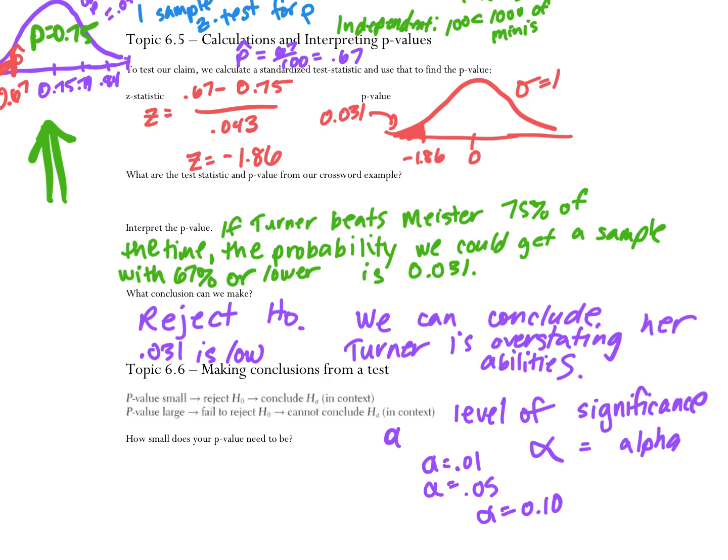But sorta. Okay? So if your p-value is small, that would mean your p-value is less than alpha. You're rejecting the null hypothesis and concluding the alternative. If your p-value is greater than alpha, you fail to reject the null hypothesis and therefore fail to conclude the alternative.